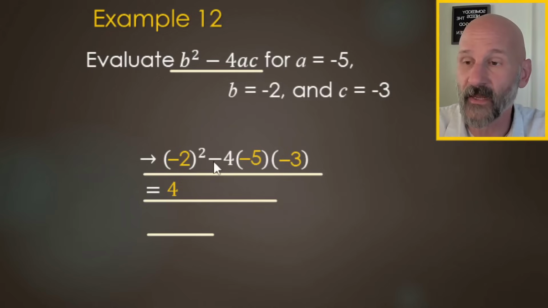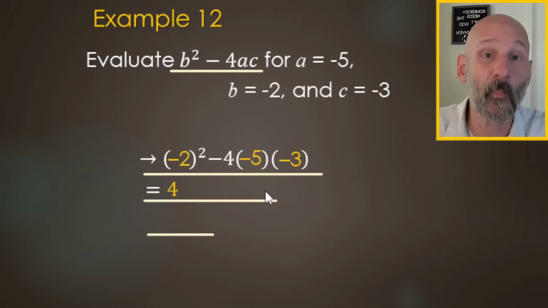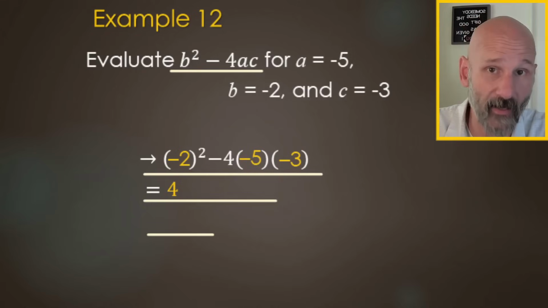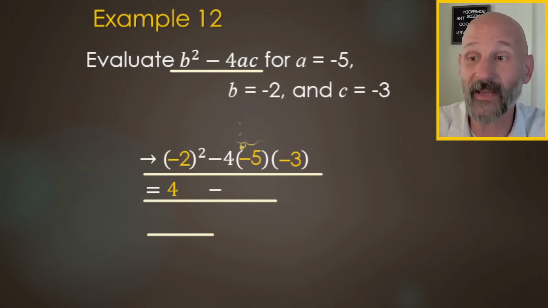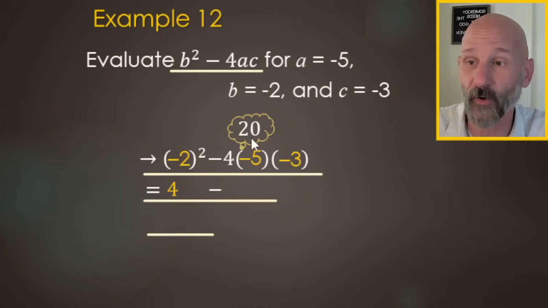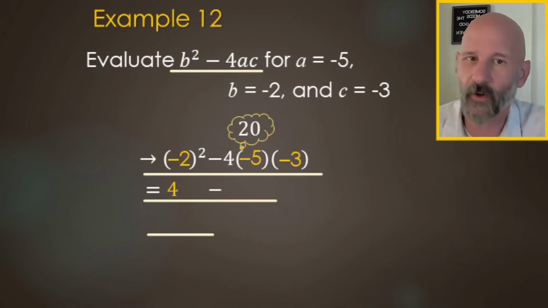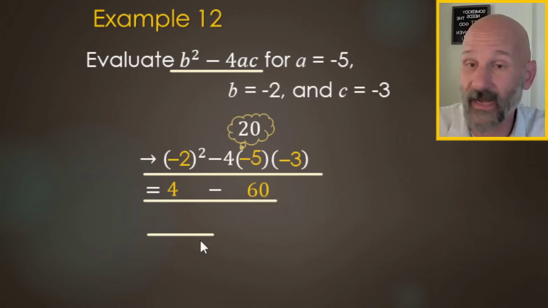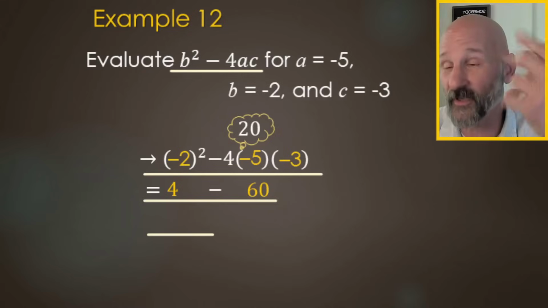Okay, next up, now we have exponents are done. Now we can do multiplication. So here we go. -4 times -5, left to right. So we have a negative times a negative. Well, that's going to be a positive. And then 4 times 5, that's going to make 20. And now we have this 20 times -3. So it's going to be a positive times a negative. That's going to be a negative. And then 20 times 3, just pretend it's a 2 times 3, and then put a 0 on the end. So 2 times 3, that's going to be a 6 with a 0 on the end, makes 60.